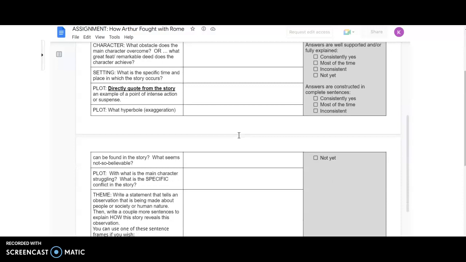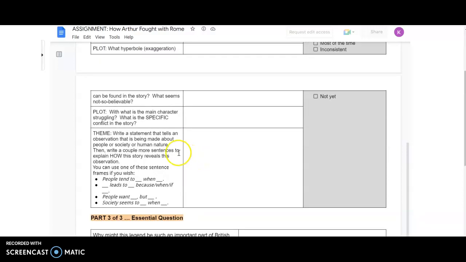Plot. What is the main character struggling with? What is the specific conflict in the story? And then finally, theme. Write a statement that tells an observation that is being made about people or society or human nature. Then write a couple more sentences to explain how the story reveals this observation. You can use one of these sentence frames if you want to help you begin this.